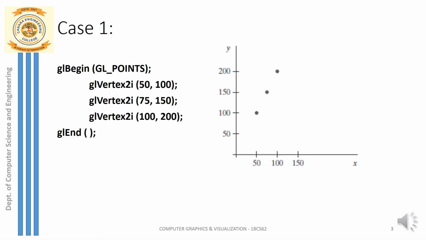Yes. So as I already said, this is case 1. This is the direct way of representing a point, and you can just see here 3 points are displayed. So which are those 3 points? The first point represents the coordinate 50, 100, second point 75, 150, third point is 100, 200. Total 3 vertices I am displaying where the primitive type is GL_POINTS. So this is the case 1 which I already explained.